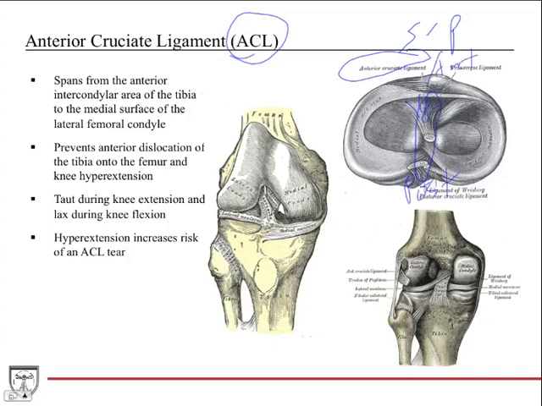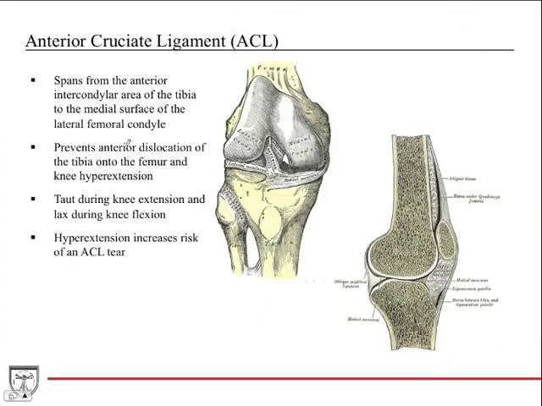And then it spans across. So here it is right here on an anterior view. And it spans across like this to go to the medial surface of the lateral femoral condyle here. So it goes from the anterior aspect between the two condyles on the tibia to the lateral condyle on the femur. And then you can also see that here. Here's a posterior view, where the ACL, here they mark it for you, is traveling back this way to that lateral condyle. And this is the medial surface, because lateral is out here, medial right here, so it attaches to the medial surface of the lateral femoral condyle.